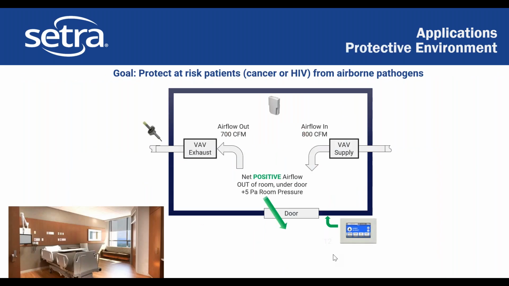So, protective environments. We won't get too crazy on this. This is exactly the opposite of an isolation space, right? Protecting cancer patients, people that are immunocompromised. And so we're doing the same thing here: a velocity sensor to measure air changes per hour, which can then be displayed on this monitor here with the temperature and humidity as well.